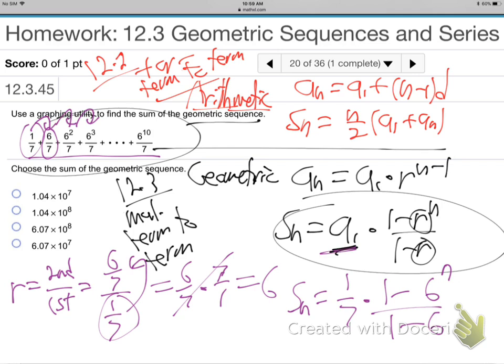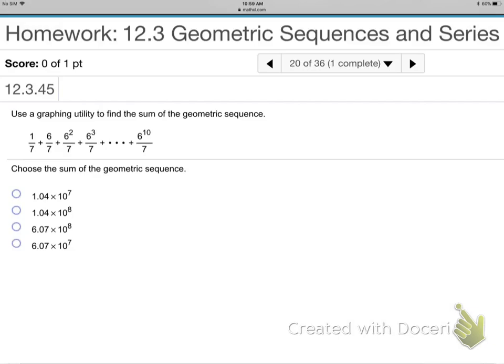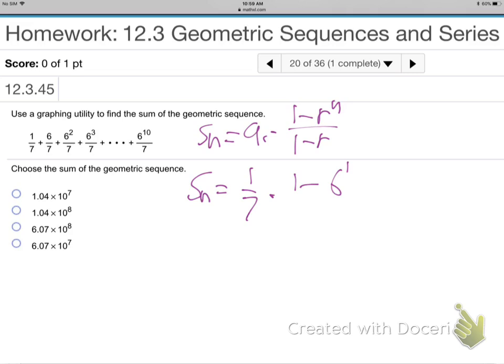I'm going to go to a fresh screen, and we'll keep going. Here one more time: S sub n is A1 times 1 minus r to the n over 1 minus r. So it's A1, 1/7, times 1 minus r, which we now know is 6 to the n, over 1 minus 6. Now we've got to work that out. You can see the answers over there are calculator decimal things, so we need to actually compute it. One more thing, we need n.